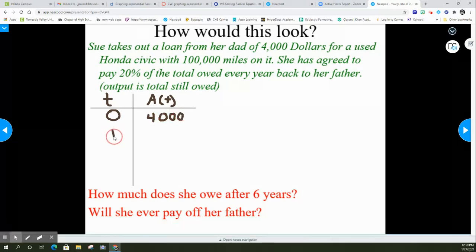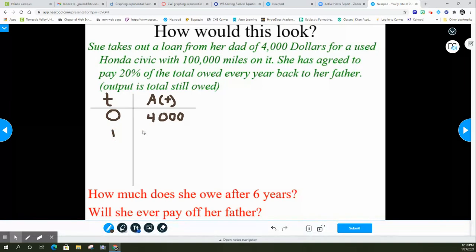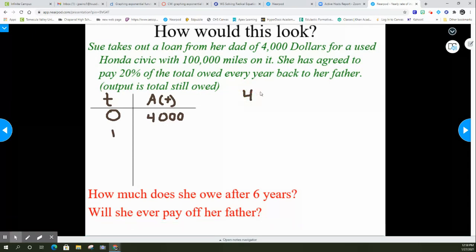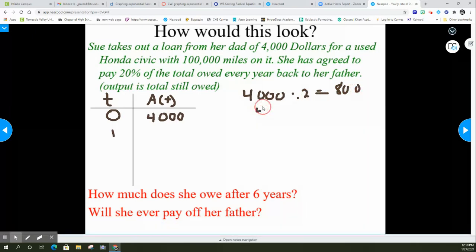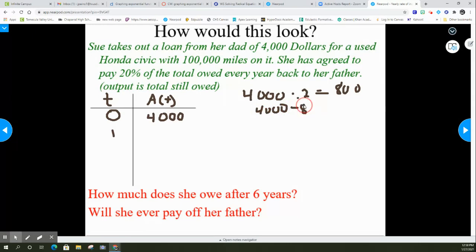Right after 1 year, how much does she owe? So how much did she pay back? She paid back 20% of that. So again, 4,000 times 20%, we just did it, was 800. So if she paid back that, now I'm subtracting 4,000 minus 800, which equals 3,200.